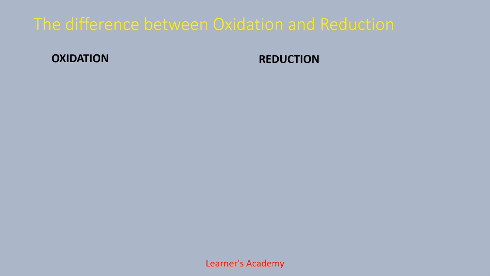Let us understand the difference between oxidation and reduction. Oxidation means a substance gains oxygen. Please remember, this is the way you will learn this: it gains oxygen, and or it loses hydrogen or it loses electrons. Oxidation means it gains oxygen.